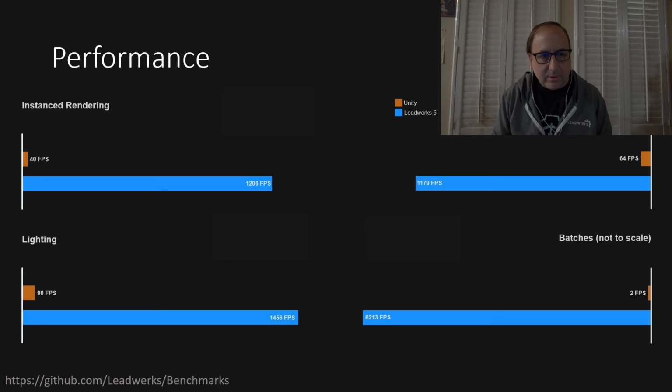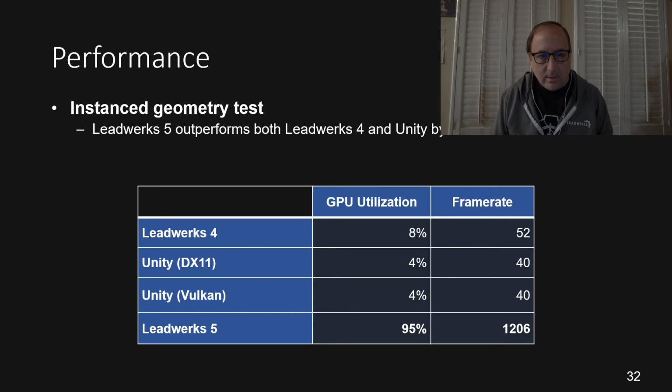These are real numbers. You can get these on our GitHub repository at leadwerks.com or github.com/leadwerks/benchmarks. And this is real. You can run this on your own computer. This is tested on a GeForce 1080. And we have these 4 tests.